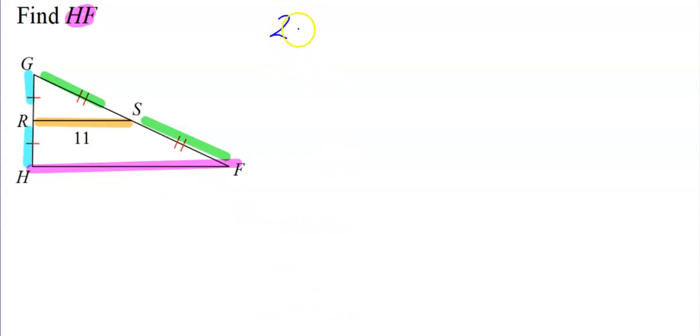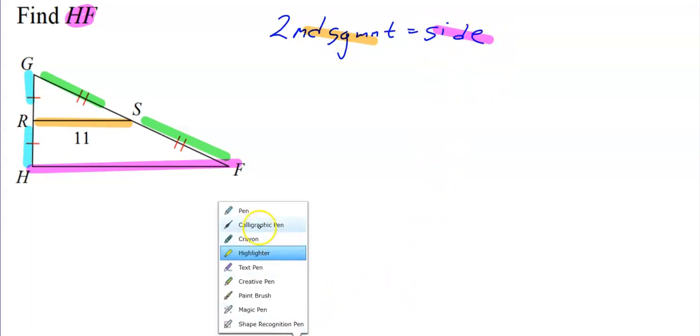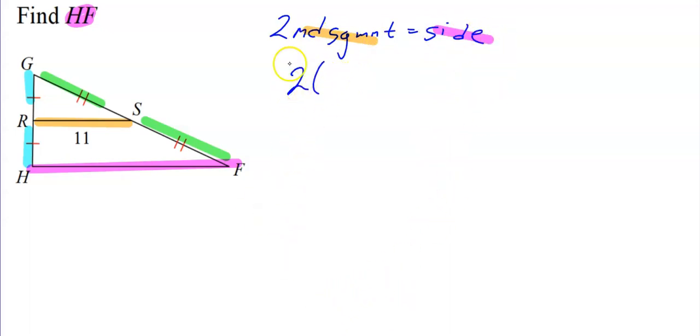So our rule again is 2 midsegments equal the side they don't touch. We made our midsegment orange, so 2 orange equal a magenta. So 2 orange is 11 equals the side we're talking about, HF, x. X is already by itself. 2 times 11 is 22. Boom. Done.